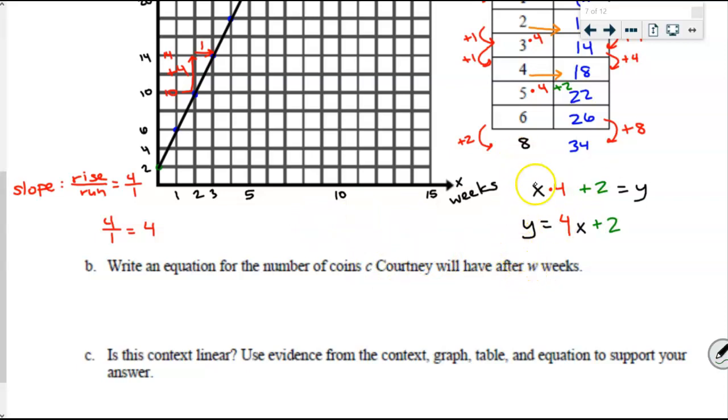The w represents the weeks. The c represents the cost. Or sorry, the coins. You're right, the coins. So instead of x, I'm going to write w. So w times 4 plus 2 is equal to, instead of y, I'm going to write c. But since we're in 8th grade, we're going to write c is equal to 4w plus 2. There's 4 different versions of this equation, 4 different versions of this relationship.